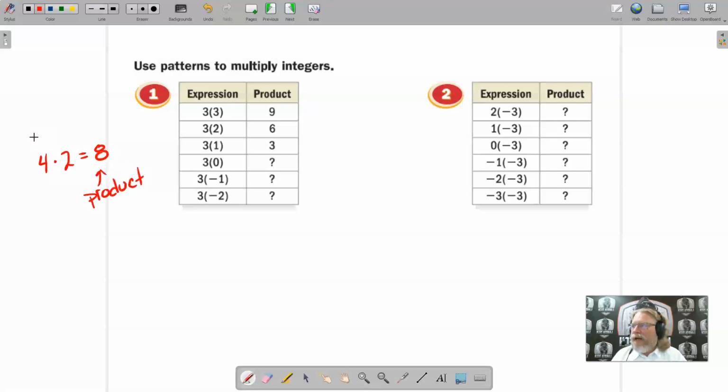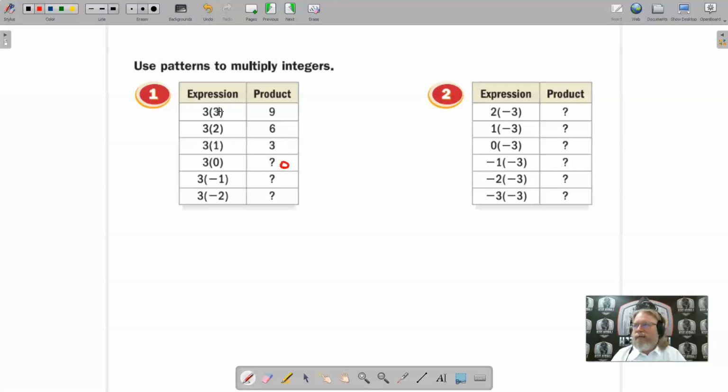And the items that are being multiplied together, such as the 4 and the 2, these are known as factors. So we multiply factors together to get products. All right? So multiply factors to get products. So in this table, we have expressions with some factors in them, and then we have a column for the product of those factors. So they give us the first 3. 3 times 3 is 9. 3 times 2 is 6. 3 times 1 is 3. And 3 times 0, well, we know everything. Anything times 0 is equal to 0.